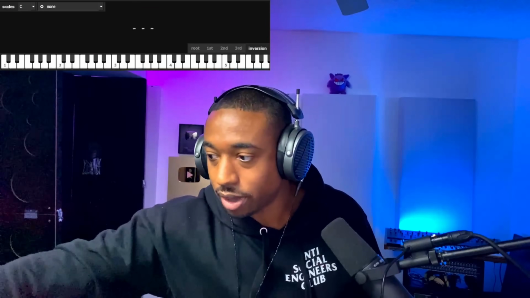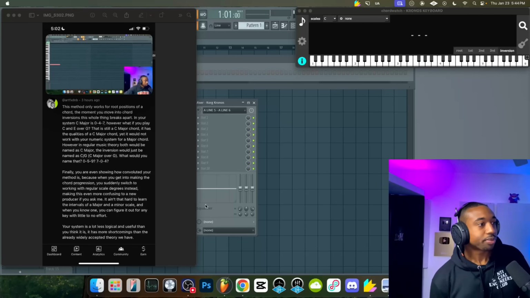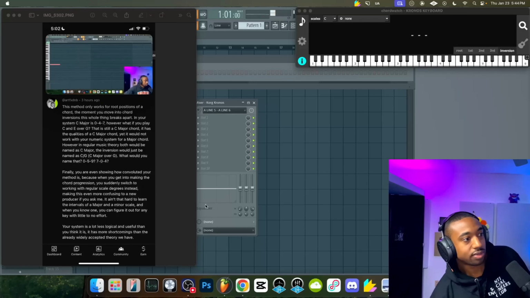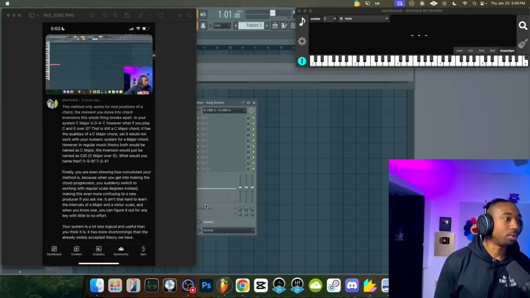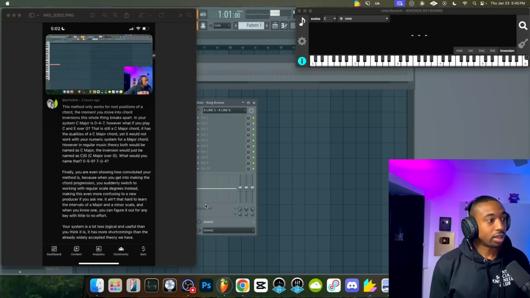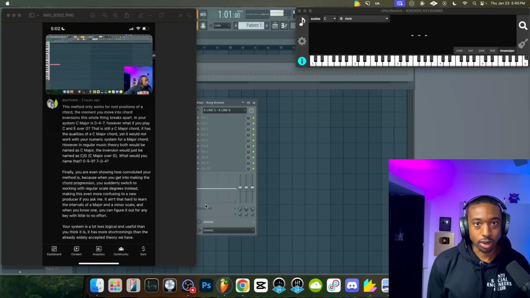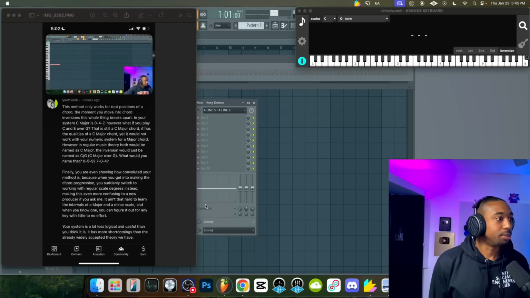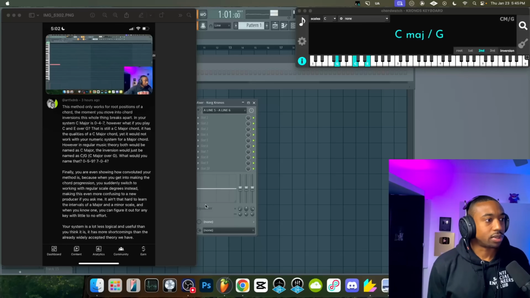Let me read his whole paragraph, actually. Let me go back a second. He says it has the qualities of a C major chord, yet it would not work with your numeric system for a major chord, which is incorrect. He says, however, in regular music theory, as if I don't teach regular music theory, both would be named as a C major. I've never said that wasn't. The inversion would just be named C over G. G in the bass, C major over G.